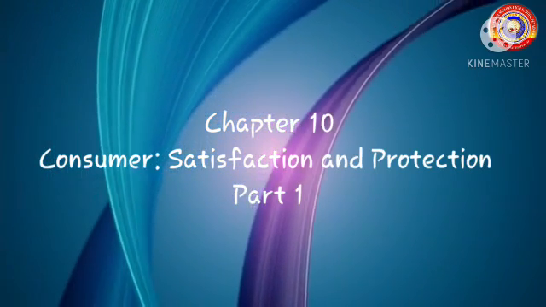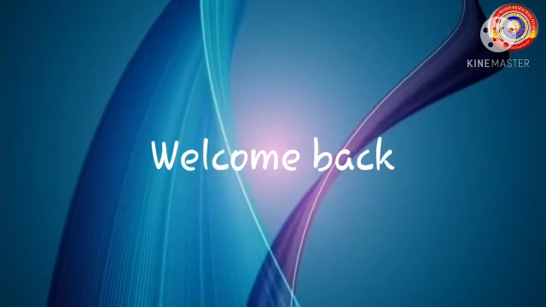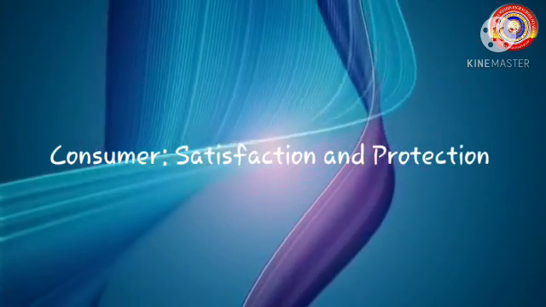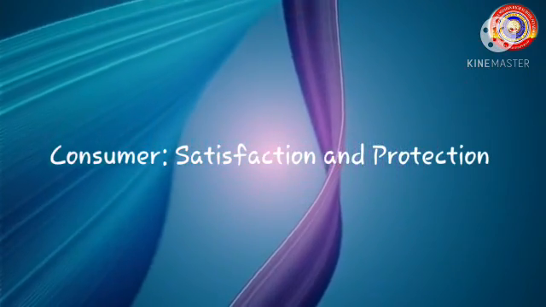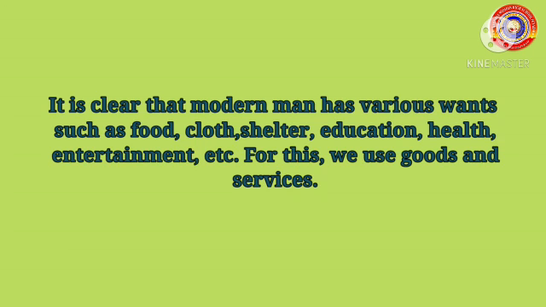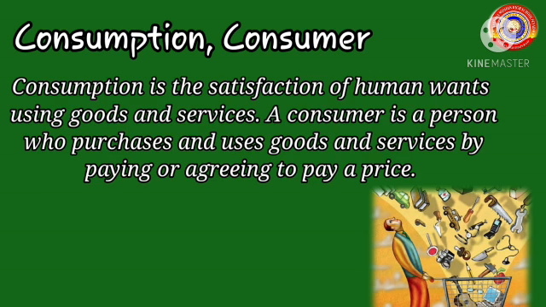Hi students, welcome back. Today we will learn a new chapter from Geography, Consumer Satisfaction and Protection. Observe the pictures. We visit these institutions for various requirements. It is clear that modern man has various wants such as food, clothes, shelter, education, health, entertainment, etc. For this, we use goods and services.